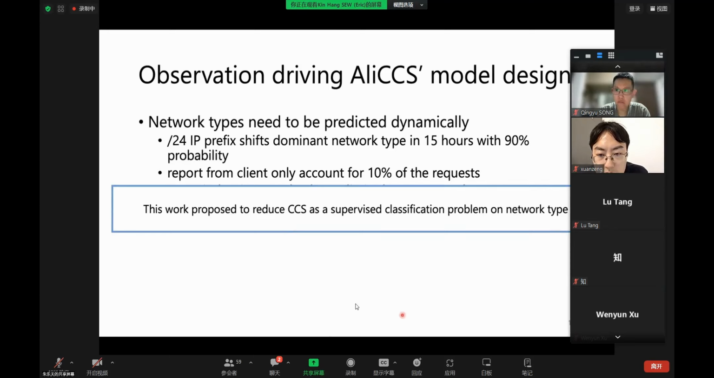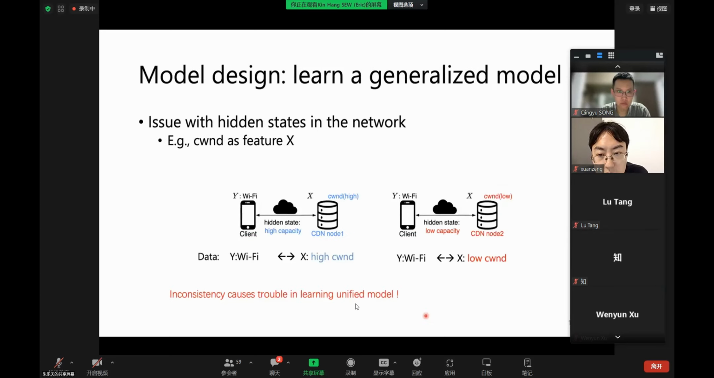So this work proposed to reduce CCS to a supervised classification problem on network type that maps TCP statistics to network types. In terms of the model design, how to learn a generalized model, there exists an issue with the hidden states in the network. For example, using congestion window, CWND, as feature X. If we have two nodes here, one node with a high link capacity, another node with a low link capacity, a high link capacity will lead to a high congestion window, and a low link capacity will lead to a low congestion window. But in this case, there is an inconsistency, and it causes trouble in learning a unified model because there is an inconsistent association between the network type, Wi-Fi, and the TCP metrics.